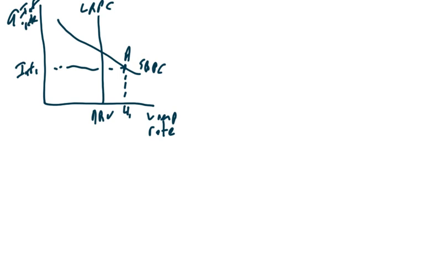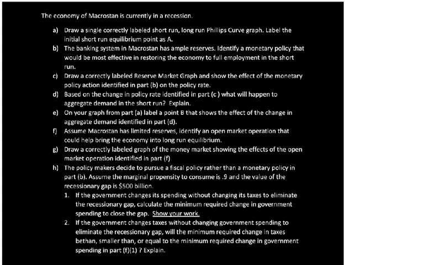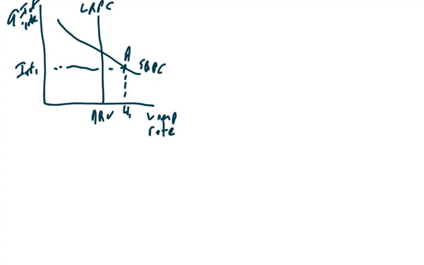Okay, let's go back and keep going. So B says the banking system in Macrostan has ample reserves. Identify a monetary policy action that would be most effective in restoring the economy to full employment in the short run. All right, so if they have ample reserves, there's only one monetary action that they could do to help bring them back to our equilibrium point, back to a natural rate of unemployment. And it would have to be an expansionary monetary policy. But again, we have ample reserves. So there's only one thing they could do, and that would be lower interest on reserves. That's what they need to do.